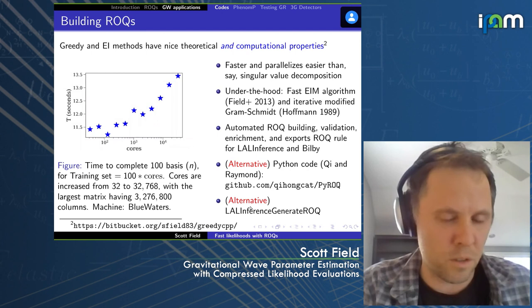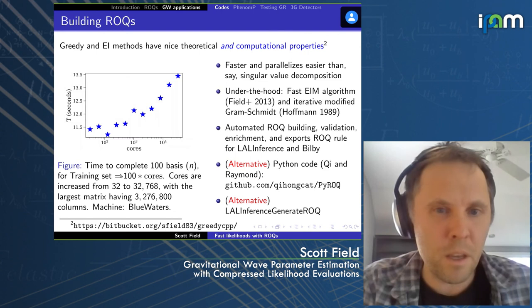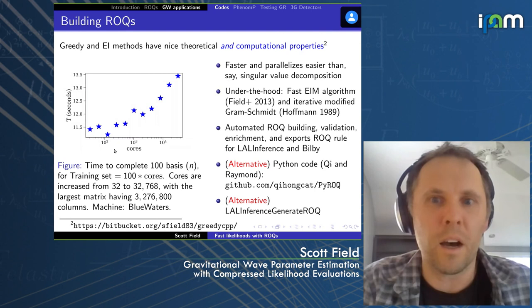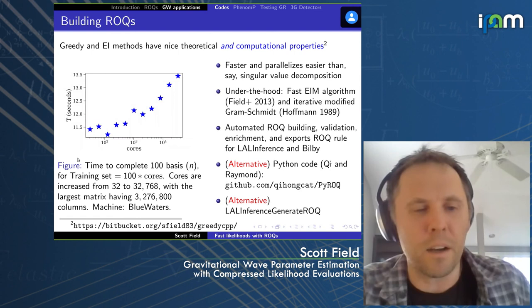So I haven't used these myself, but these are alternatives that are available. The greedy CPP code: we very often have to build ROQs using many, many hundreds or thousands of cores, so we have to be very concerned with the scaling of the problem. Here are the number of cores we're using, and here's time in seconds. This is just a simple scaling test where we scale up the training set.